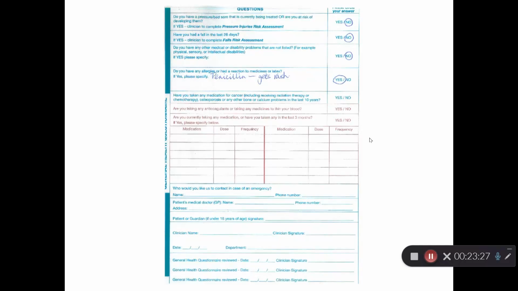And are you currently taking any medications? Or have you taken any in the past 3 months? If yes, please specify below. Okay, so we've got here the medication, the dose and the frequency. So we've already taken some information about the medications that the patient's currently taking, so we'll be able to fill this out. We may need some extra information about the dose and the frequency. So let's see how our patient answered.